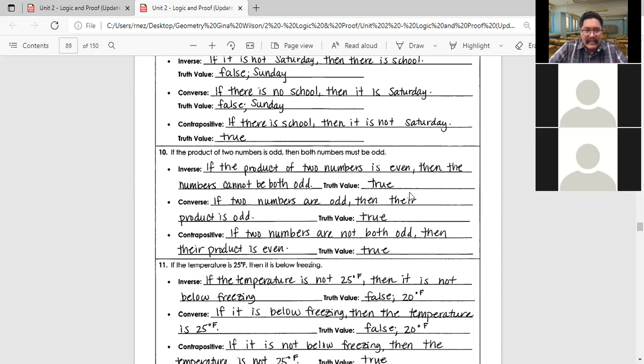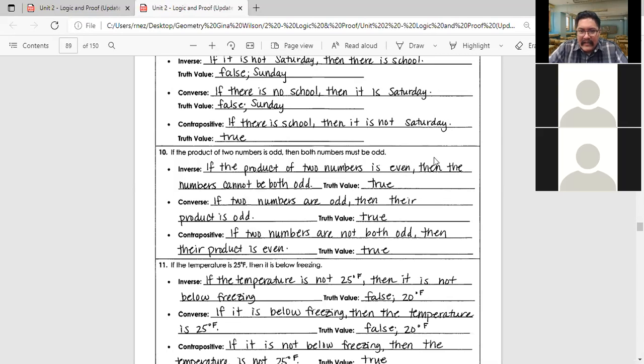So let's go ahead and find the inverse. In the inverse, again, we just negate. If the product of two numbers is even, so we have to negate whatever word is in there. In this case, the word is odd. We could have said not odd. If the product of two numbers is not odd, there's only one other option. If a coin doesn't land heads, then it has to be tails. So if it's not odd, then it must be even. That's why we changed it to just even.